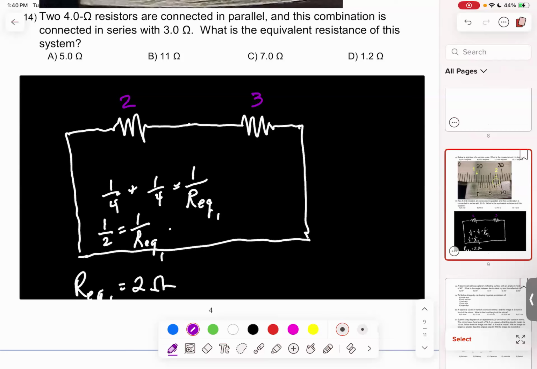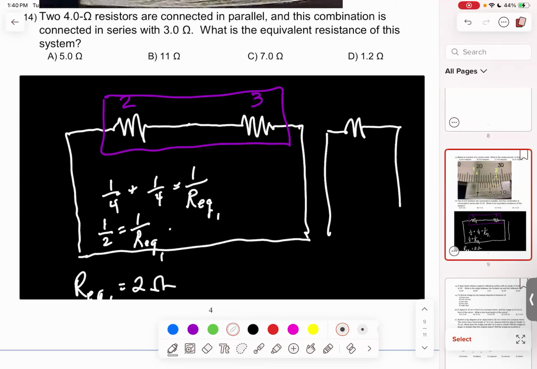And we're off and running. This is pretty straightforward. Resistors that are in series just simply get added together, and we just create this new resistor that is of 5 ohms. So just redrawing, we just get this 5 ohm resistor. Okay.